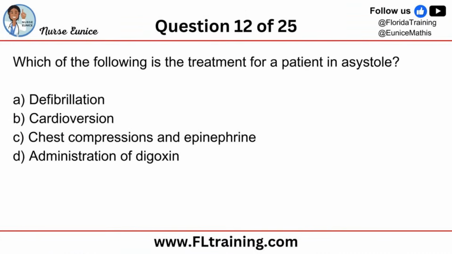All right, question number 12. Which of the following is the treatment for a patient in asystole? And everyone should get this right. Asystole is the lack of energy, so it cannot be treated with energy. They don't have a rhythm. So is it A, defibrillation, B, cardioversion, C, chest compressions and epinephrine, or D, administration of digoxin?